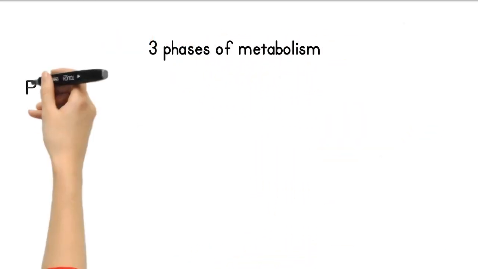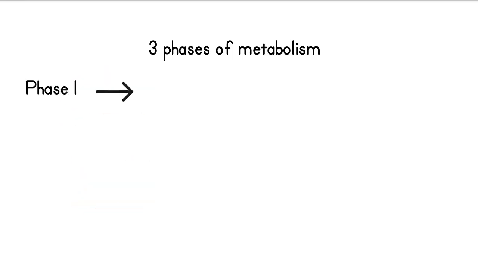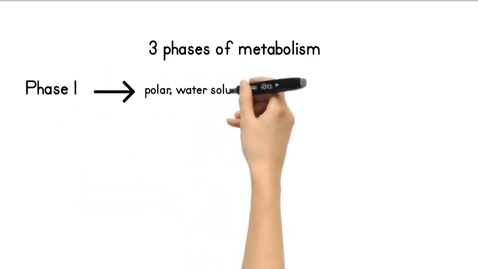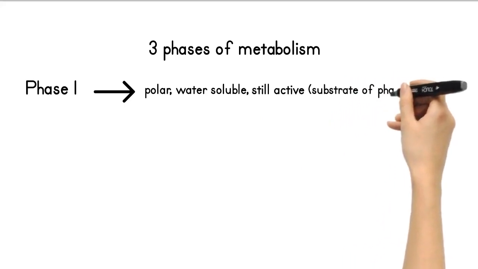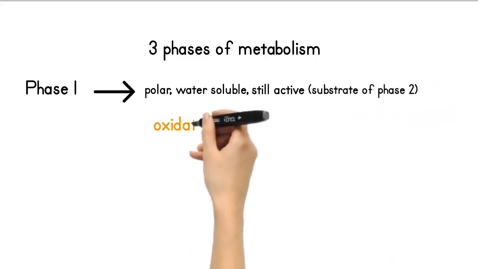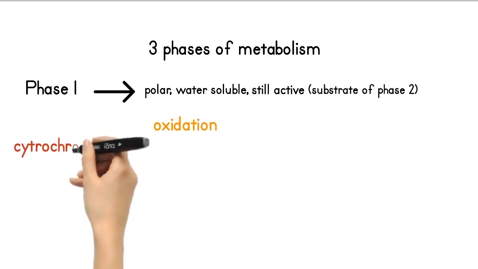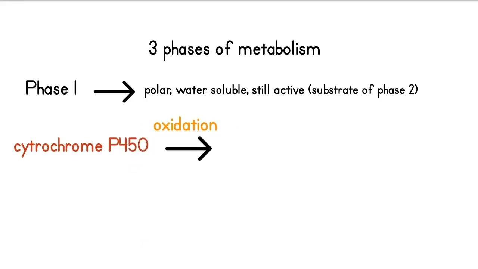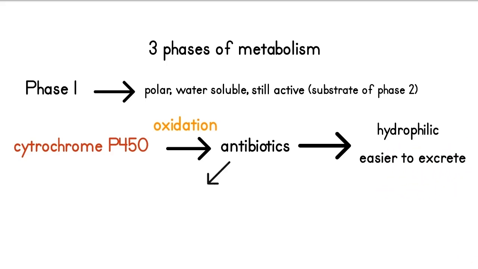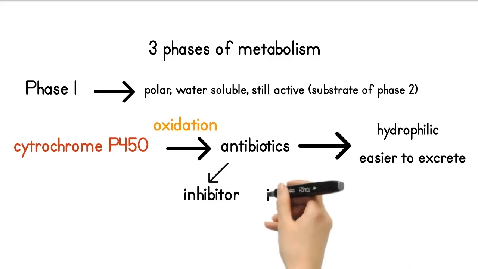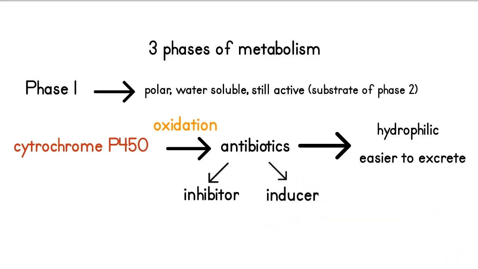There are 3 phases involved in metabolism. Phase 1 metabolism yields a polar, water-soluble metabolite that is often still active. Many products from this phase can become substrates for phase 2. The most common chemical reaction in phase 1 is oxidation, primarily catalyzed by cytochrome P450 enzymes. These enzymes oxidize antibiotics, forming more hydrophilic metabolites that are easier to excrete. Drugs that interact with cytochrome P450 enzymes can act as inhibitors or inducers, affecting the metabolism of concurrently administered medications.